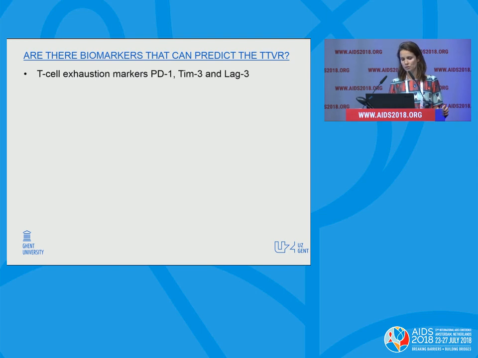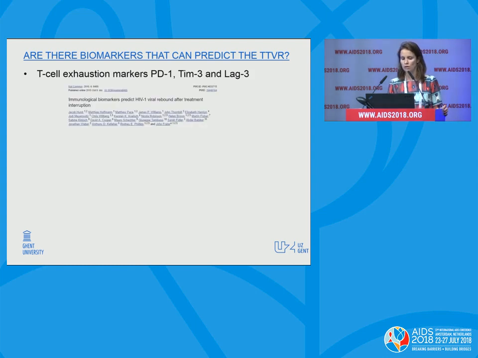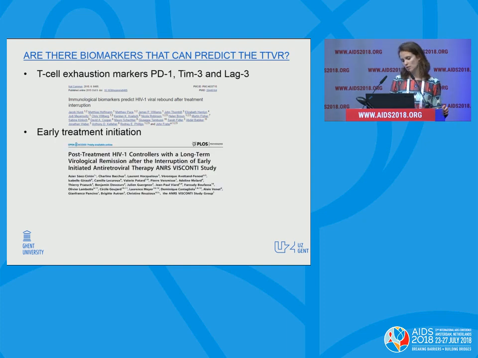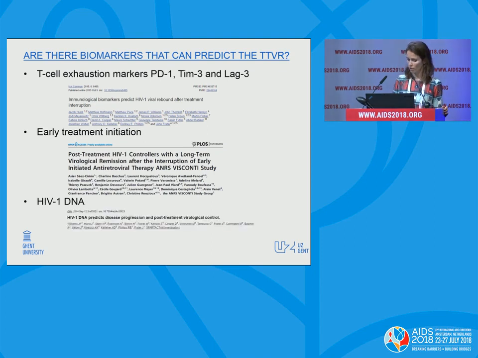If we look at the literature, we know that T-cell exhaustion markers PD-1, TIM3, and LAG3 are already known to be more expressed in cells that are enriched in HIV, and there were already publications showing that they can predict viral rebound after treatment interruption. Also, we have nice data about the Visconti cohort, where early treatment initiation could lead to a better post-treatment control and a later time of viral rebound, and virological parameters like HIV DNA, but also cell-associated RNA, are already linked with disease progression and post-treatment virologic control.